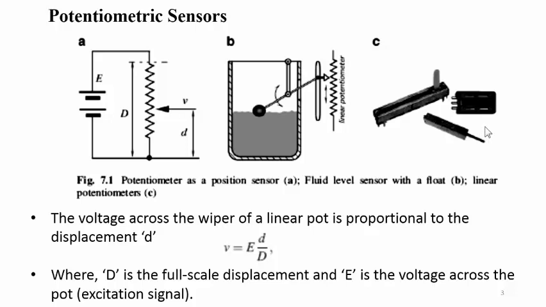In figure C we can see the packages, the different packages observed in the electronic field, that is slider and other wire wound mechanisms. So these are the different packages of the linear potentiometers.